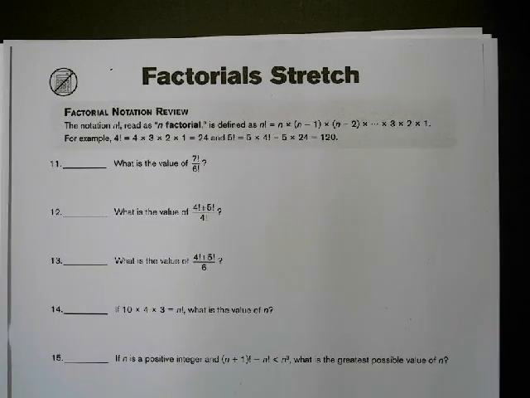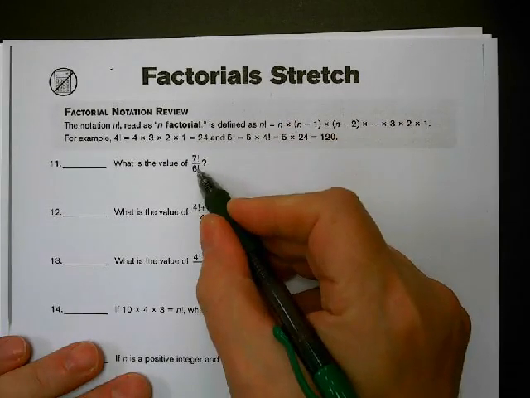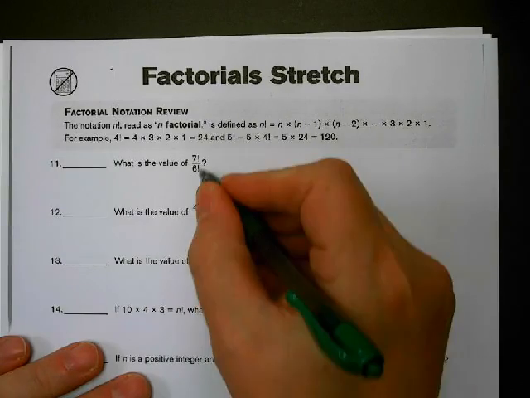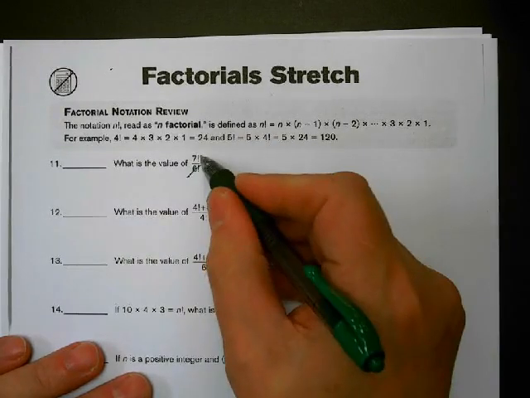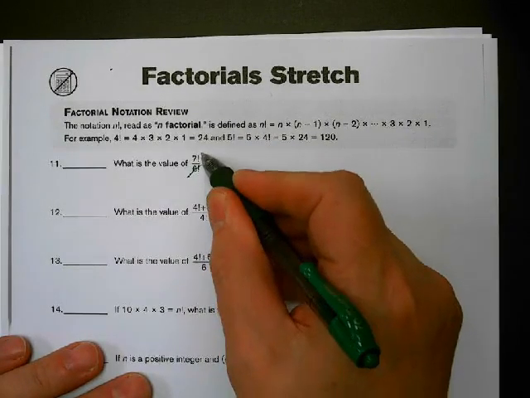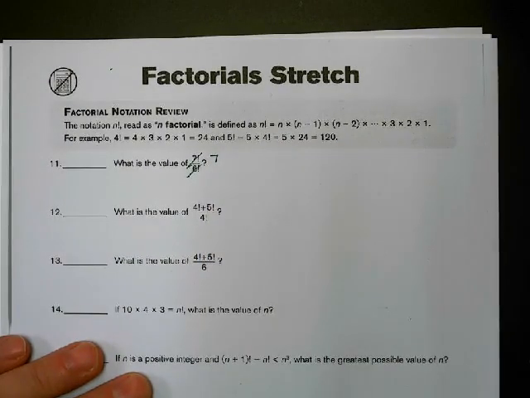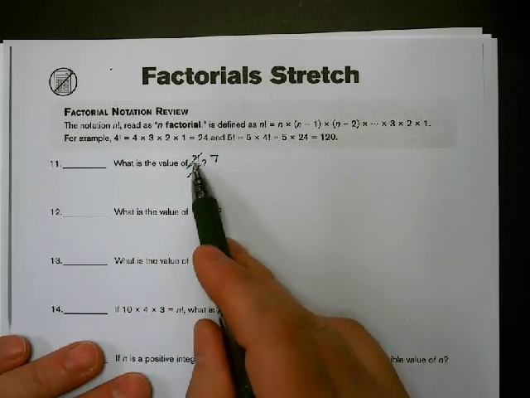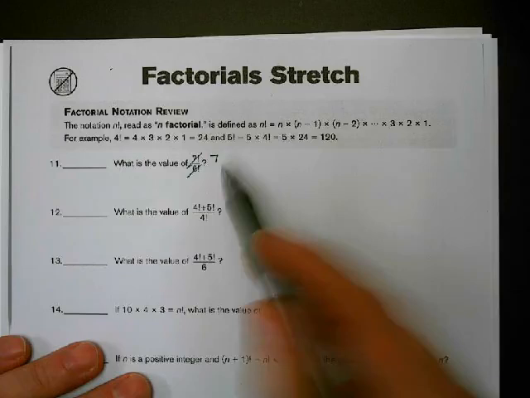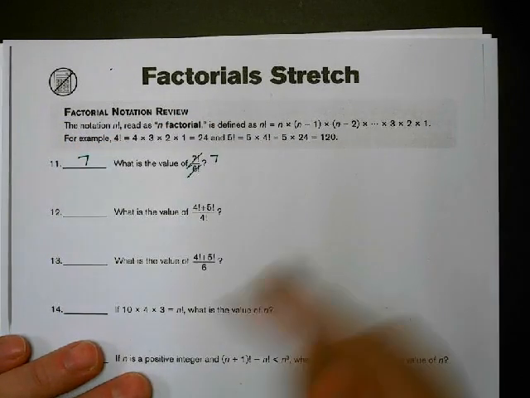Factorial stretch. First of all, what's the value of 7 factorial over 6 factorial? We talked about in the lesson that if we have 7 factorial on top and 6 factorial on the bottom, the 6, 5, 4, 3, 2, 1 in 6 factorial will take out the 6, 5, 4, 3, 2, 1 in the 7 factorial, and all we'll be left with is 7 in the numerator. The 6 on the bottom will take out all the numbers before 7. So 7 is the only thing that we're left with. Pretty simple. All right, next one.